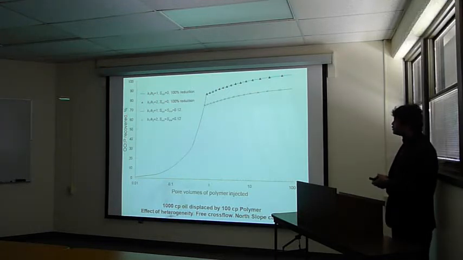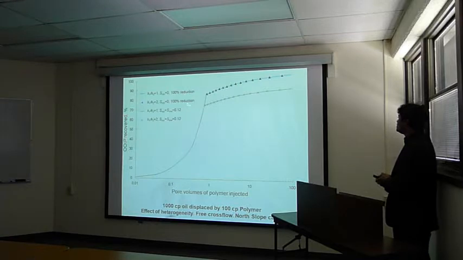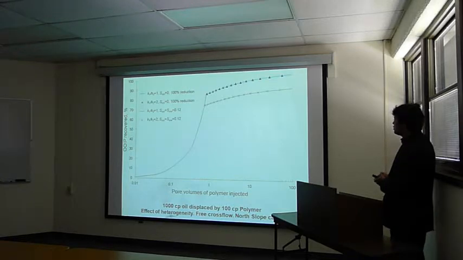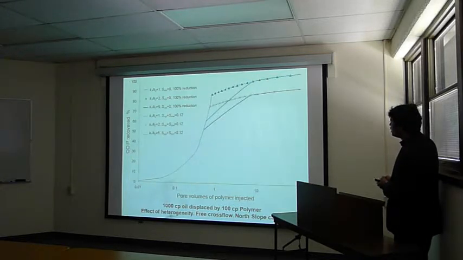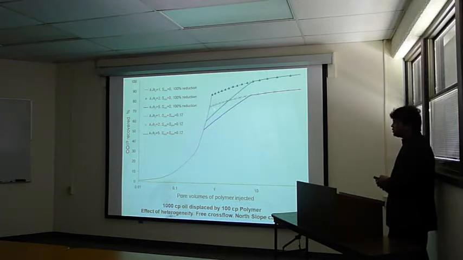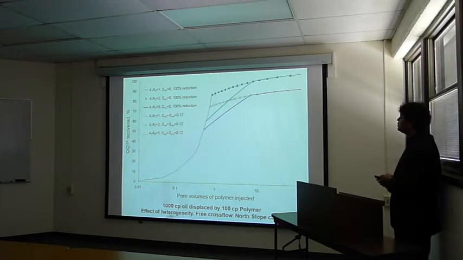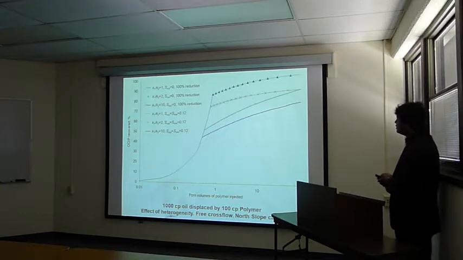Only the extreme cases are shown here, the no reduction and 100% reduction. This is a more homogeneous system with equal permeability and a permeability ratio of 2. But if the system becomes more heterogeneous with a permeability ratio of 5, the effect of residual oil saturation reduction on oil recovery goes down as compared to a homogeneous system. And when the permeability ratio becomes more, the effect becomes even less.